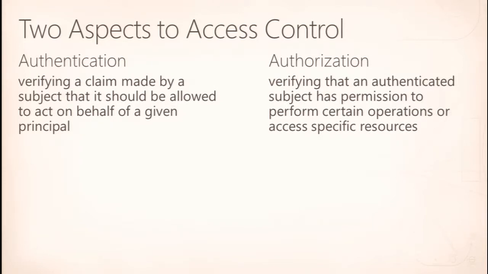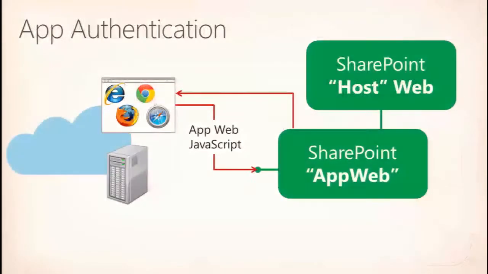That's authentication. Authorization is that based on who's making the call, are they allowed to do the thing that they're trying to do? Do they have the right permissions? Do they have the right access to that resource? Right? So those are the two different aspects of access control. And we're going to start with authentication. We'll actually talk a little bit about authorization because that's kind of interesting too. But we're going to start with authentication, and we're going to kind of go through the three ways that authentication works in SharePoint apps. And the first is for SharePoint hosted apps.